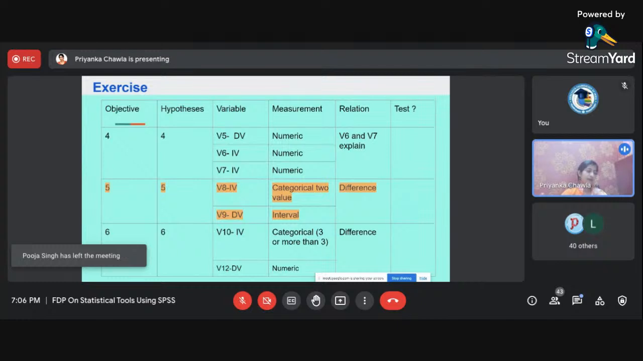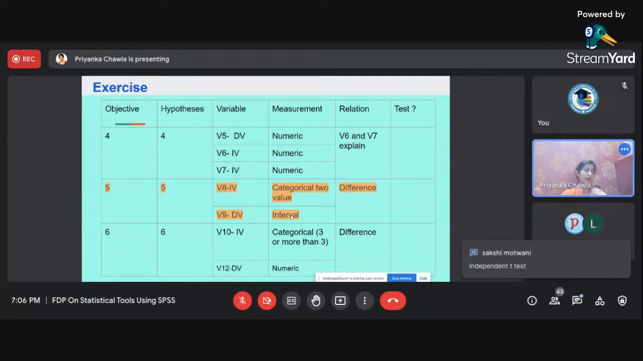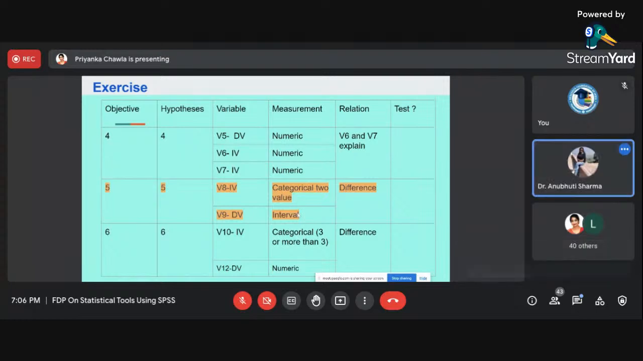That means it is related to parametric. Where it is written interval, that means it is related to parametric. Non-parametric will not be applied. Wherever numeric or interval, yes, independent t-test, right? That means it is a case of independent t-test because we are using an interval scale. The dependent variable is interval and the independent variable is categorical with two values, and we are finding out the mean differences. So it is a case of parametric. Under parametric, we will be using the independent t-test.